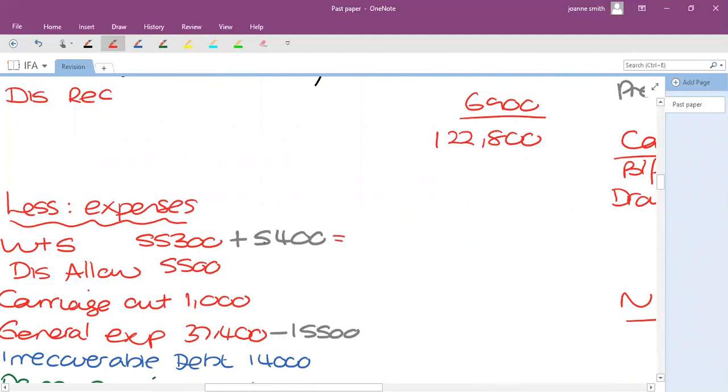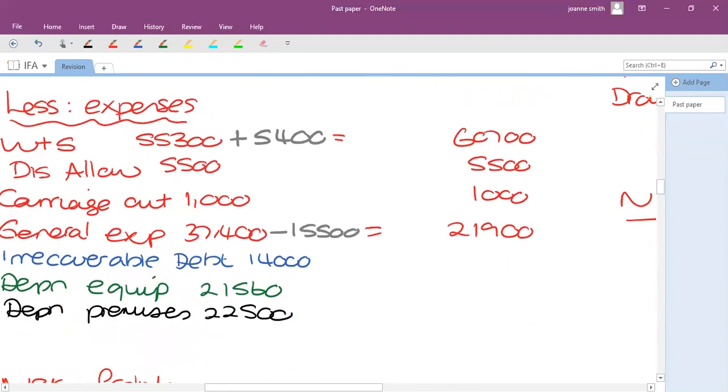So original trial balance plus the accrual here gives me 60,700. Discount allowed is obviously the same, carriage is the same. Expenses, 37,400 on the TB minus the prepayment gives me 21,900, and then the other items we just copy across.